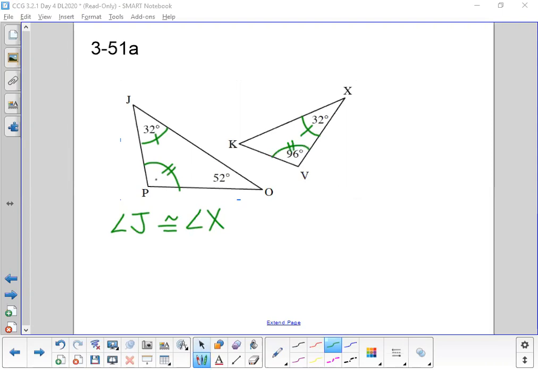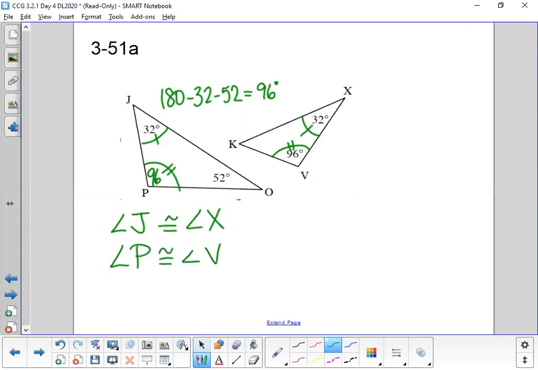So I need to figure out what angle P is. So I'm going to do 180 minus 32 minus 52. And when I do that in my calculator, I get 96 degrees. So now I know that I have two angles. Angle J is congruent to angle X, and angle P is congruent to angle V. So I have satisfied the angle-angle similarity condition. So I can say that these two triangles are similar by angle-angle similarity.